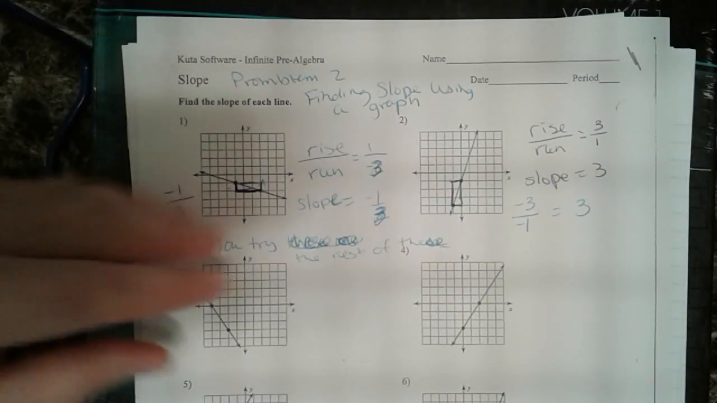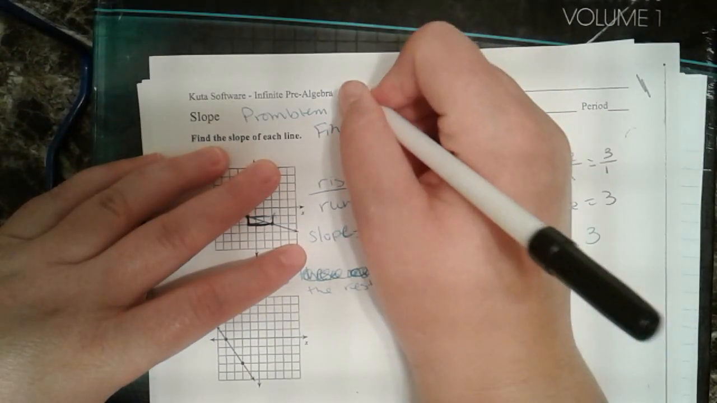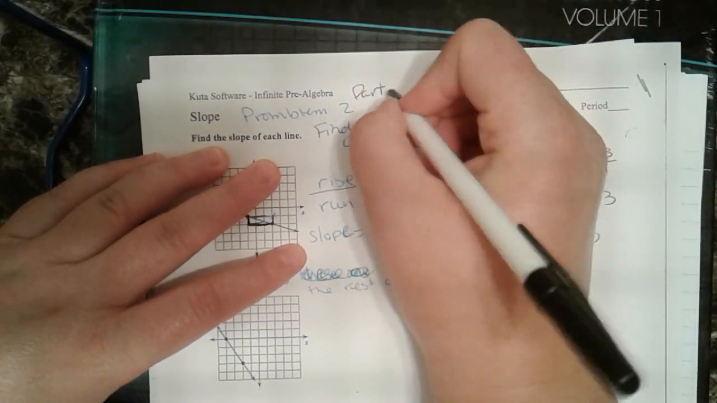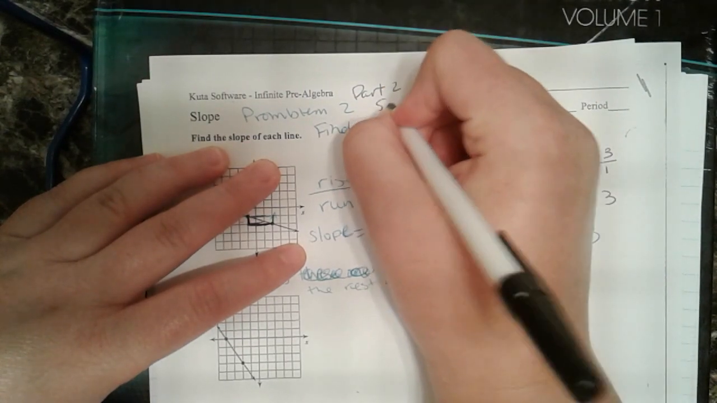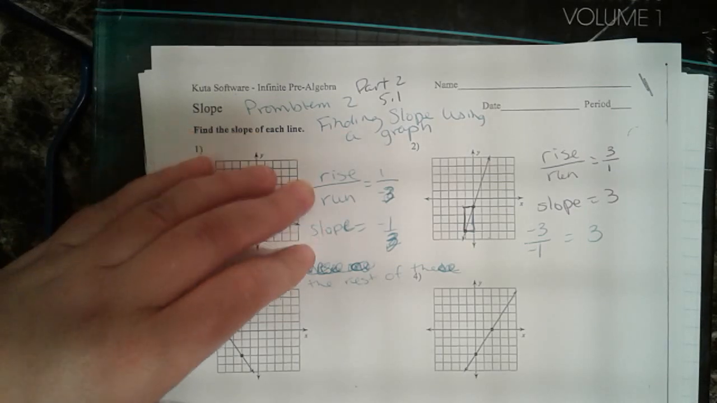This goes to problem 2 of 5.1. And this is part 2. Part 2, this is 5.1. And we're doing problem 2 on this, and it's finding slope from a graph.